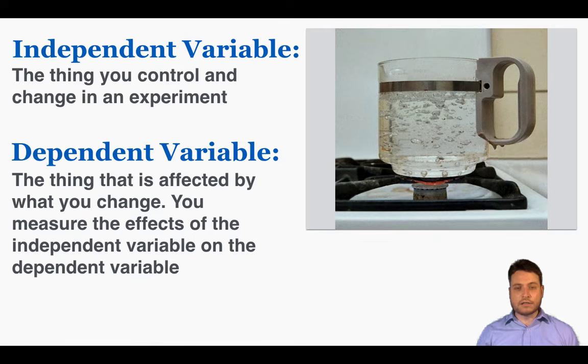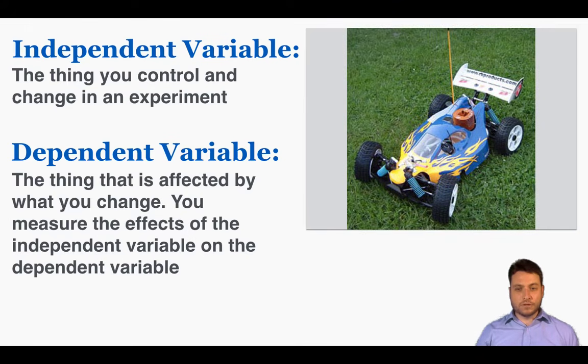So if we're testing how long it takes for different amounts of water to boil away, the independent variable would be the amount of water, and the dependent variable would be how much time it takes that water to boil away. Another example could be if we're running a toy race car down a track, and we want to see how much distance it will cover as a result of driving for a certain amount of time. The independent variable here would be the time that it's been driving for, because that's what we can control. We can control when it starts and stops, and so we can control how long it drives for. And the dependent variable would be the distance that it covered as a result of driving for that amount of time. So the independent variable would be time, and the dependent variable would be distance.